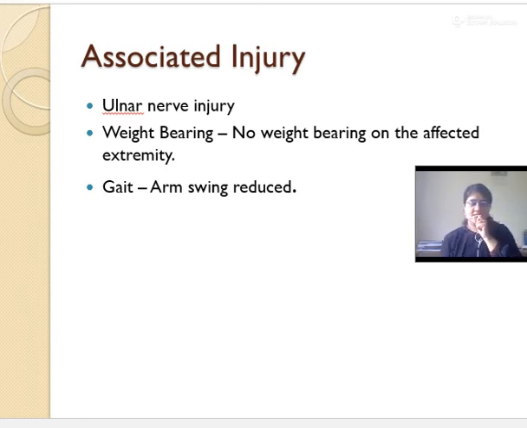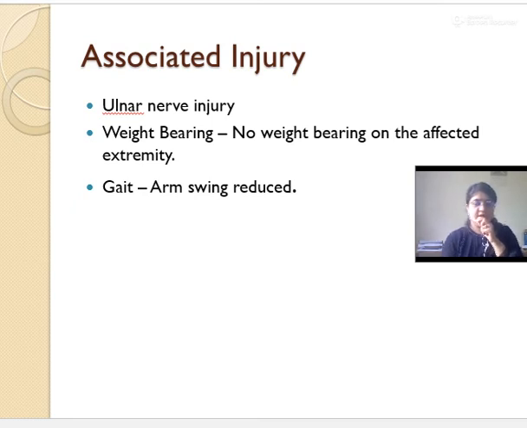The second consideration is weight bearing. No weight bearing on the affected extremity for a few weeks. That will be mentioned in the PT management, because initially the fracture will be in the healing stage, the inflammatory stage, reparative phase. So the fracture will not be stable enough, and the patient should not be allowed weight bearing.